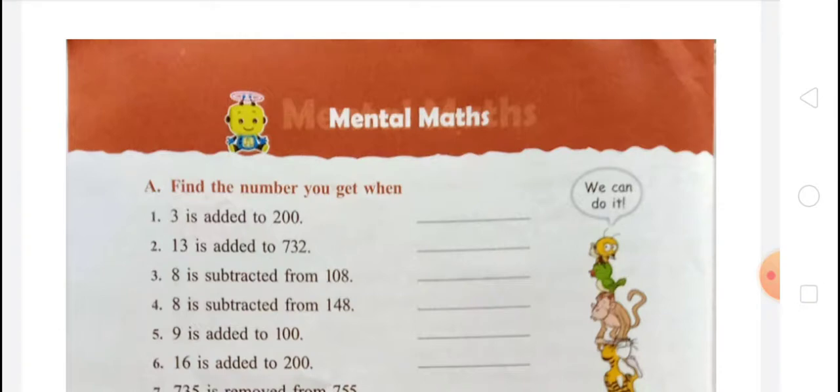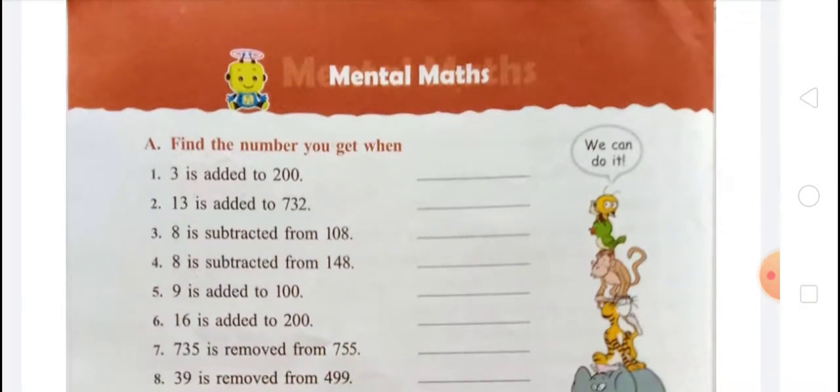Okay, so you have to open this and solve. Let's see how you can solve it. 3 is added to 200. Find the number you get when 3 is added to 200. That means you have to add 3 to 200. 200 plus 3 is 203.